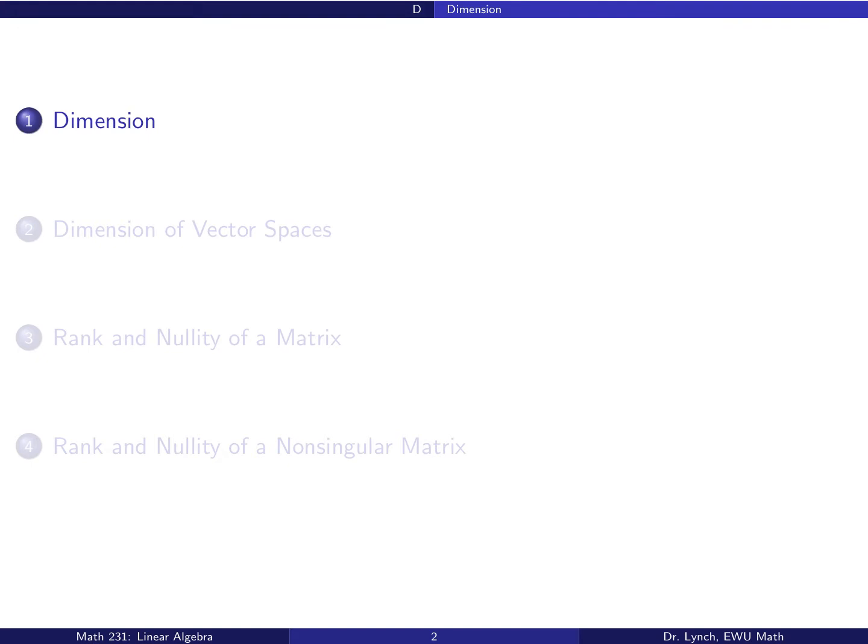So in this video we'll define the dimension of a vector space, we'll identify the dimension of several different vector spaces that we've been looking at. We'll talk about characteristics of a matrix that have to do with dimension of certain matrix subspaces, and then we'll talk about those characteristics as they pertain to a non-singular matrix.